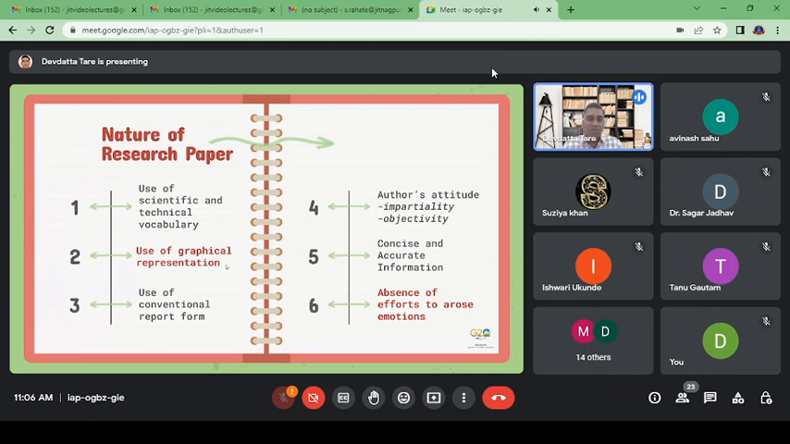So first is use of scientific and technical vocabulary. Now it itself sounds very heavy, scientific and technical vocabulary, but I will try to explain it. So what is scientific and technical vocabulary? If you are doing research on consumer behavior, your paper should have all the definitions concerned with your topic. If you have said consumer, your paper must contain the definition of consumer.